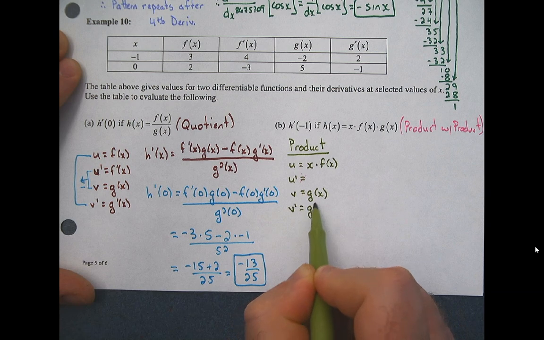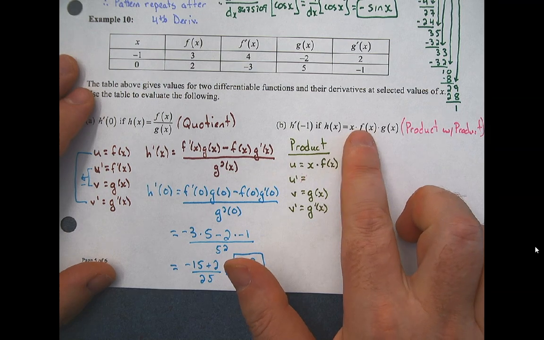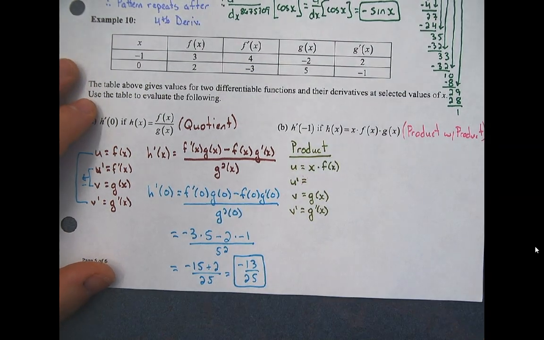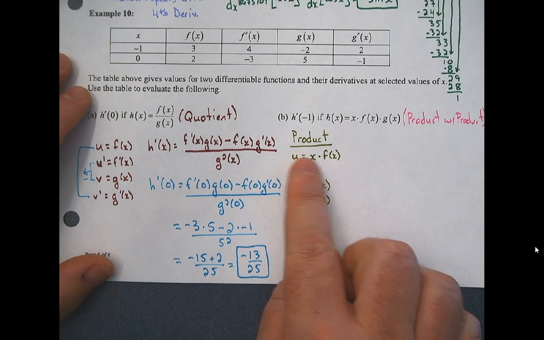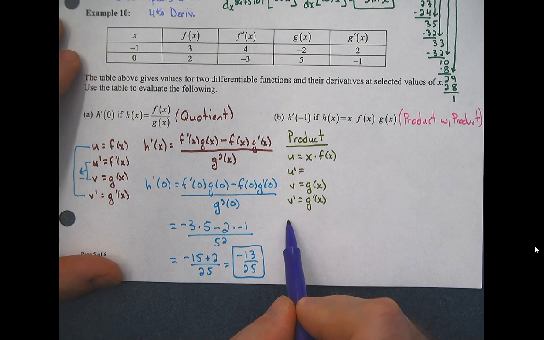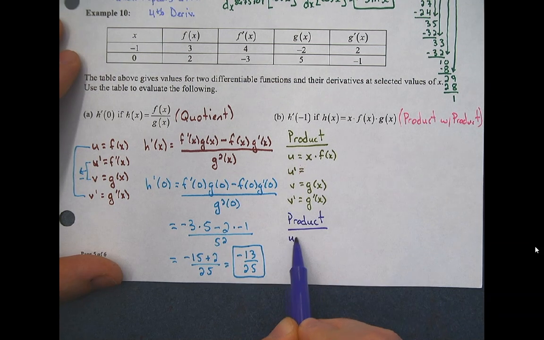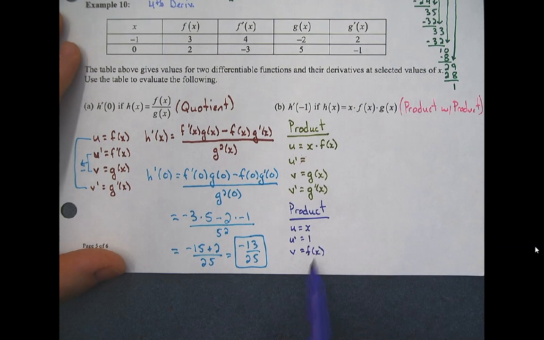Now v prime is really easy to figure out. That's just g prime of x. But now I chose to put the product here and then times it by that. You could go in the other direction. You're going to get the same answer. But when I try to derive u, I've got another product. So that means I need to make another table for the product rule of that piece. So that would be product again. But this time my u is x, u prime, and my v is f of x. Okay, so what's the derivative of x? 1. What's the derivative of f of x? F prime of x.